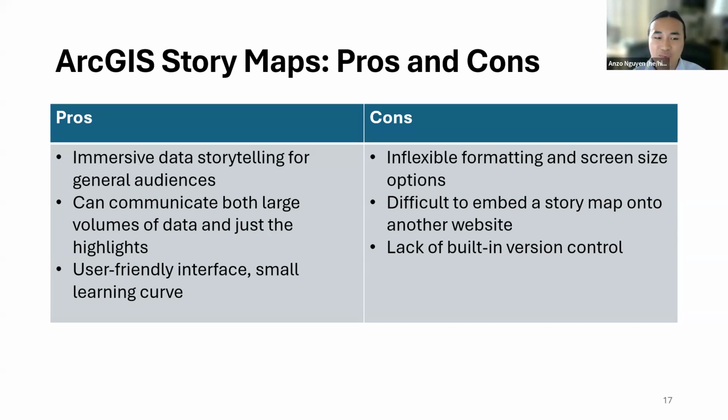And finally, we found that there is a lack of built-in version control, as we were aware. So once we make updates to the story map, we can't revert to previous versions if we need to, or we can't easily keep track of changes. There's no built-in way to do that. So that was another challenge.